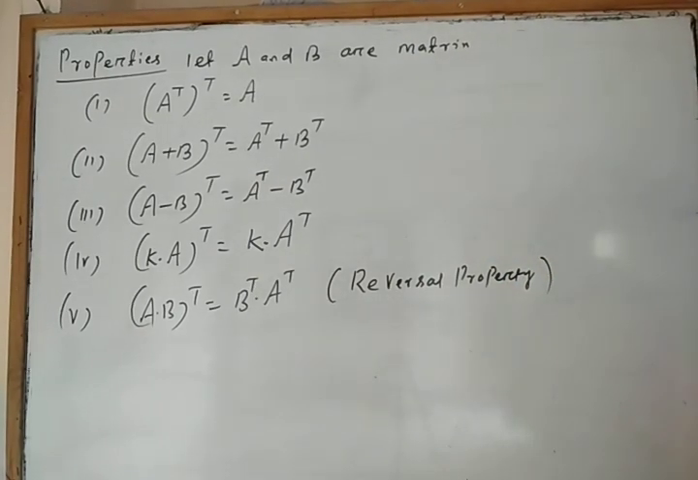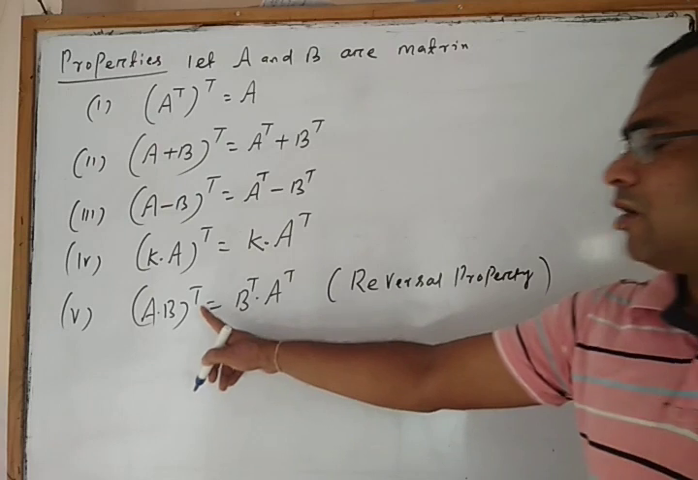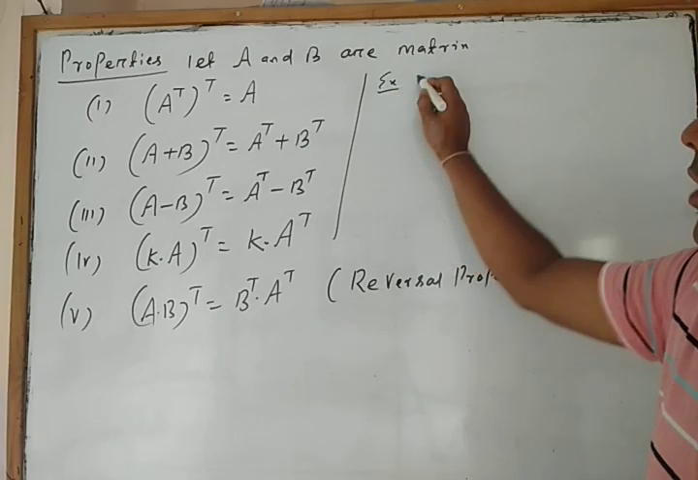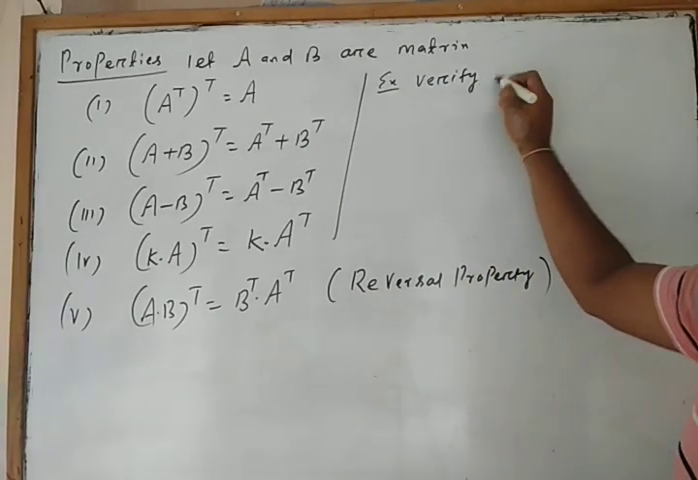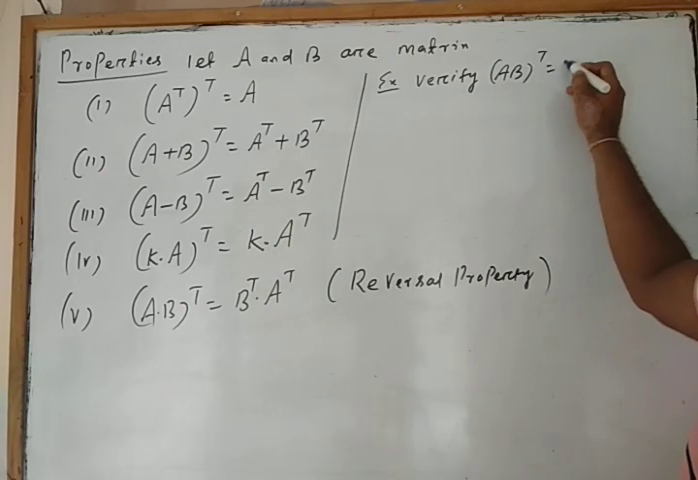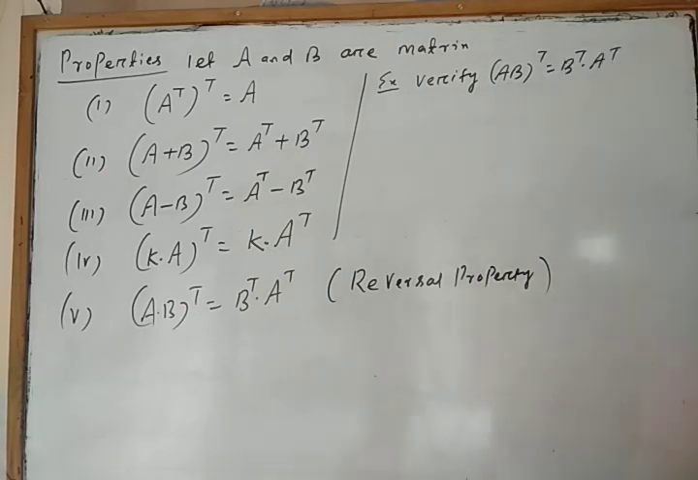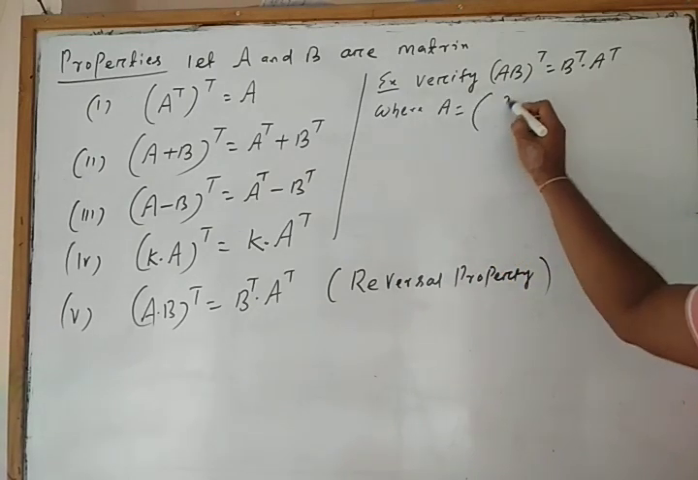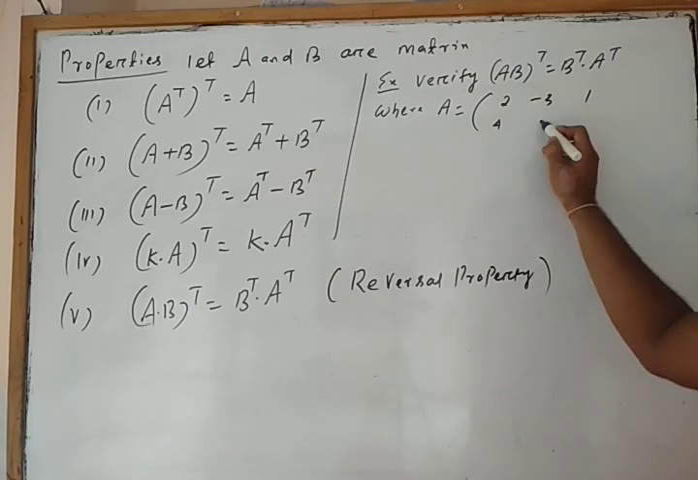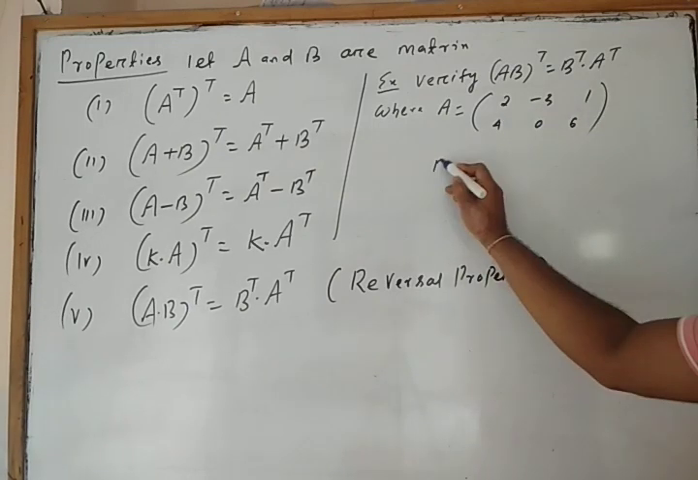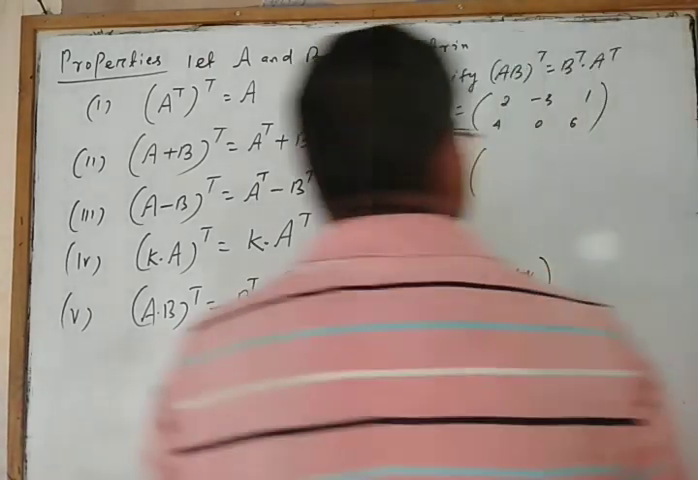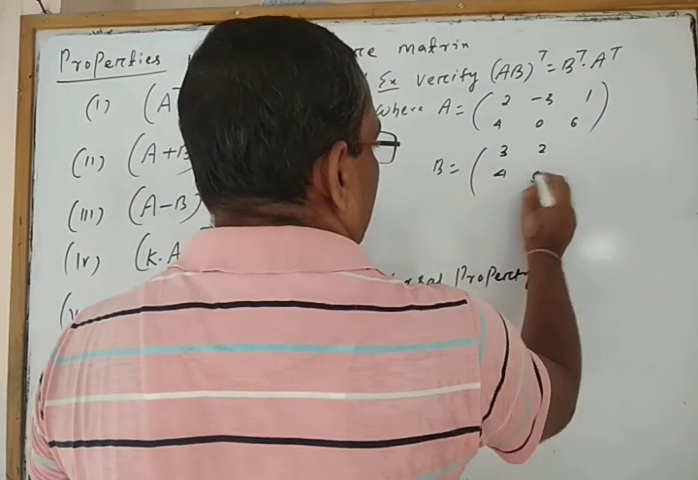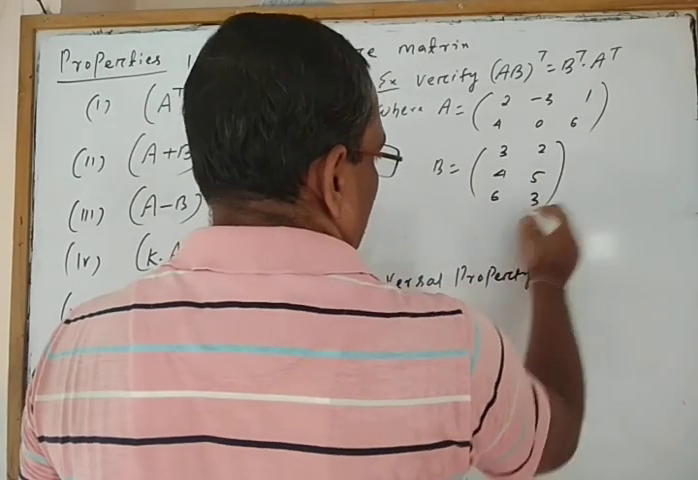Property. Now first we have to verify (AB) transpose equals B transpose into A transpose. For example, verify (AB) transpose equal to B transpose into A transpose, where A is equal to [2, -3, 1; 4, 0, 6], and B is equal to [3, 2; 4, 5; 6, -3].